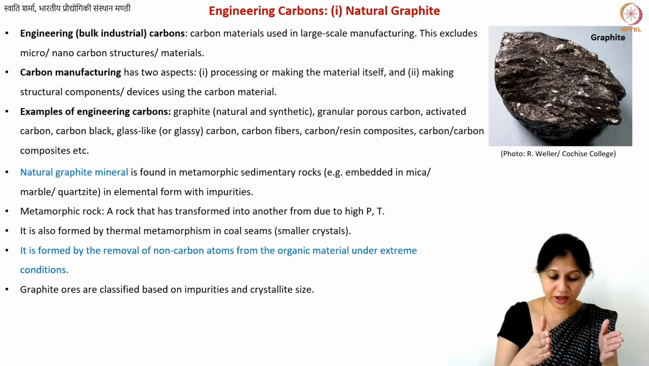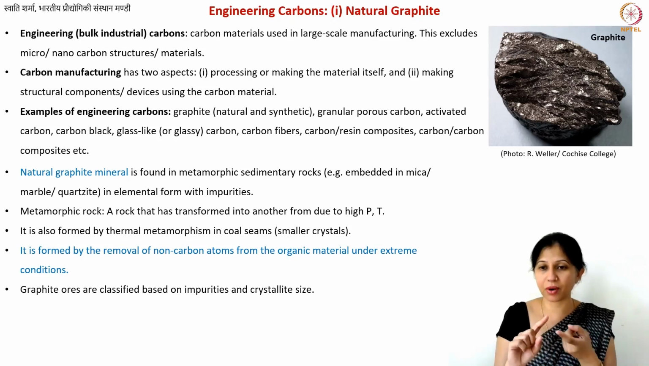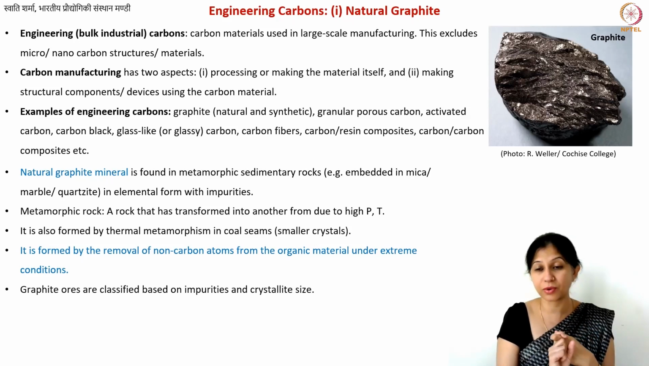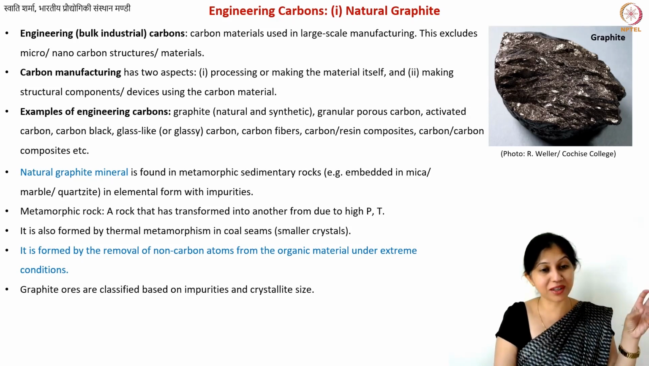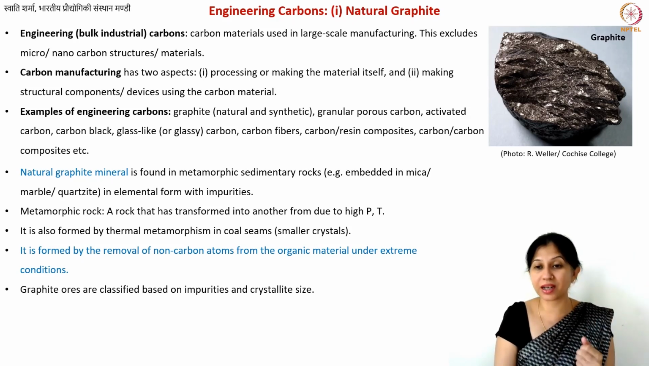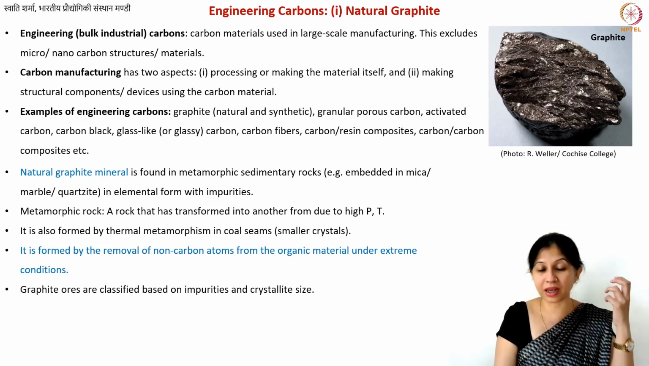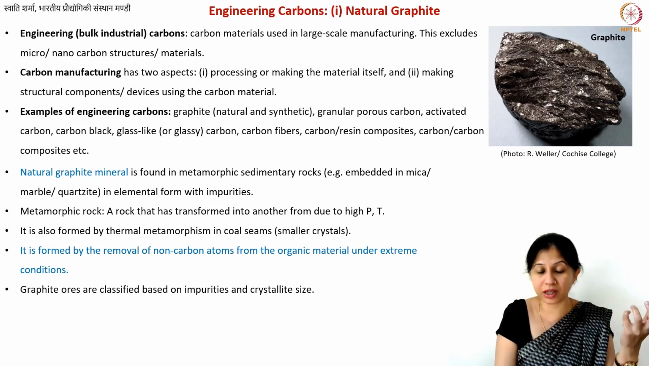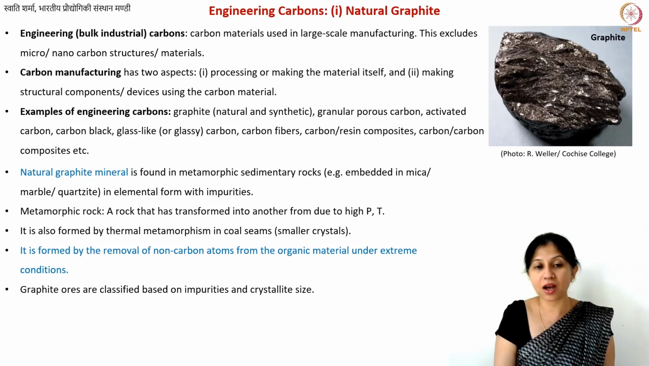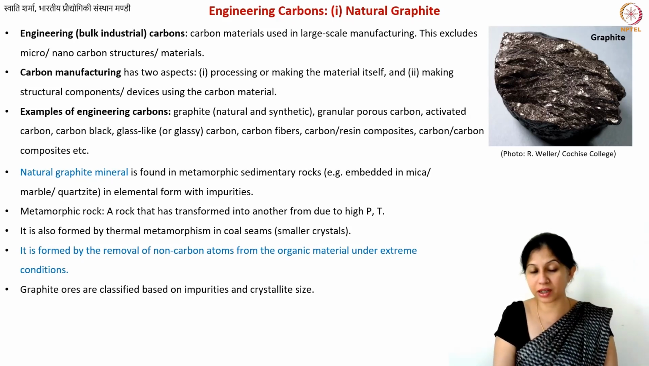So basically, based on the size of the crystallite, that is number one. That is how you will classify it. The second thing is also based on impurities. Why do we classify some minerals based on impurities? Because those impurities will then determine what processing conditions we need to use. For example, if something has a sulfur-based impurity, then we'll need to clean it in a different way, or if it has a silicon-based impurity, then we need to clean it in a different way.